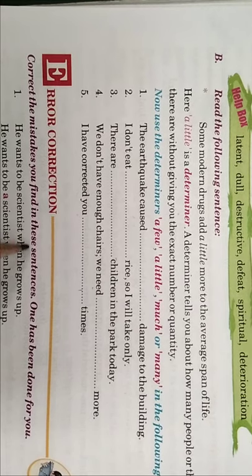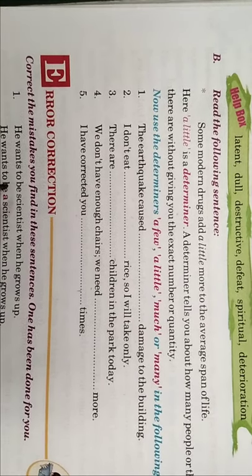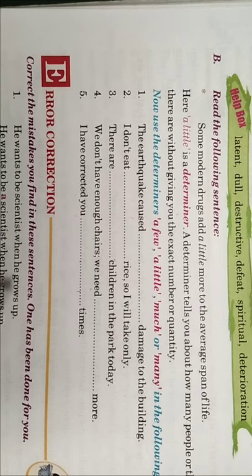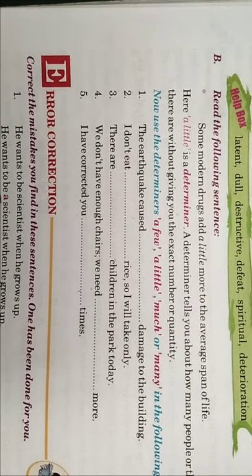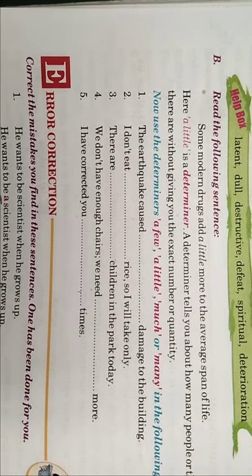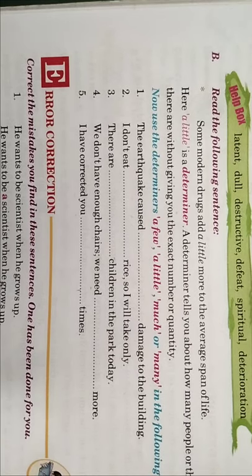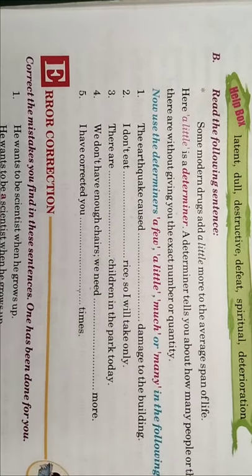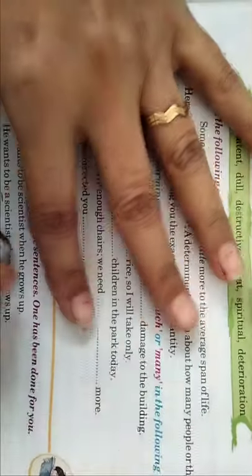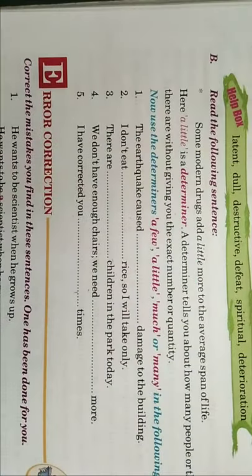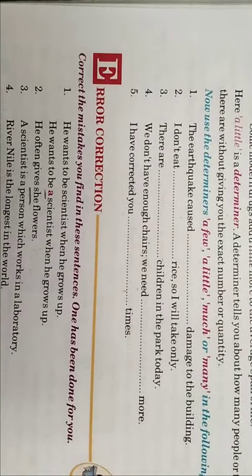Correct the mistakes you find in these sentences. One has been done. How he wants to be scientist. He often gives her flowers. So we'll do it next time, in the next lecture. I'm just telling you to try it yourself. Okay.